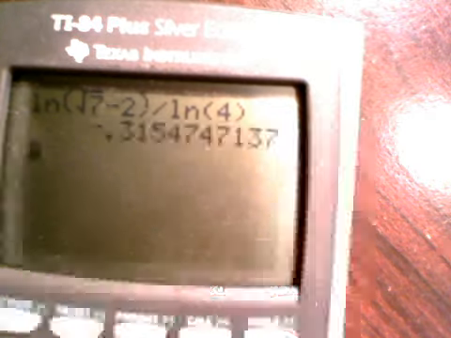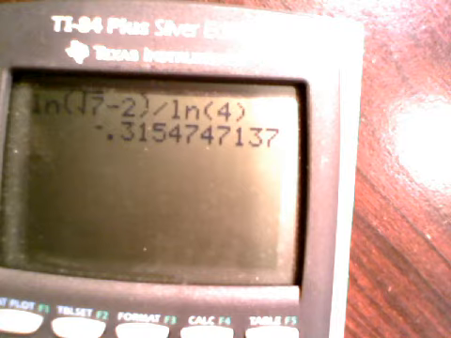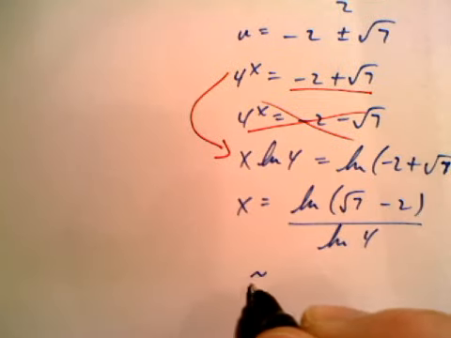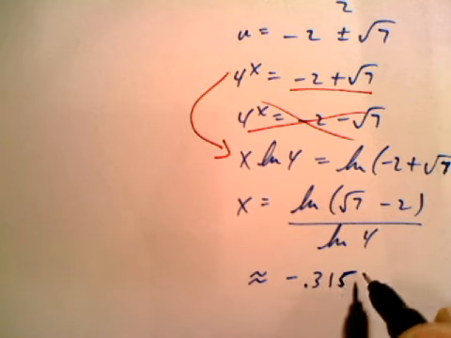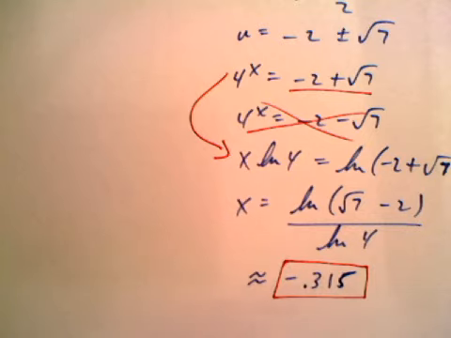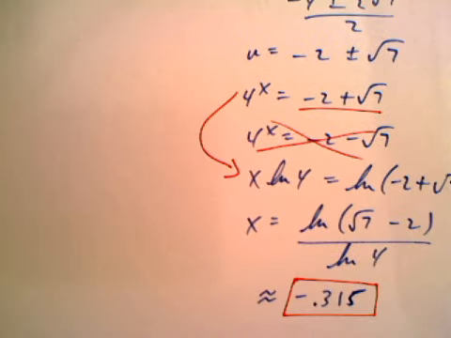So hopefully you got that. Negative 0.315. Okay, because that's what I got. Negative 0.315. Okay, so I'm going to go with that. I'm not checking my answers. I'm counting on you guys to tell me if I'm right or wrong. If I'm wrong, I got to redo the whole video.